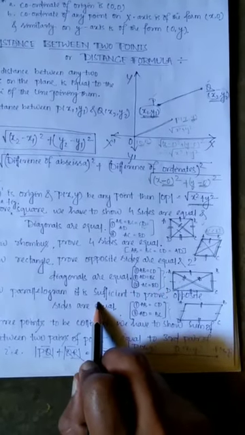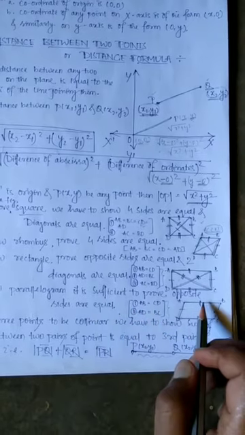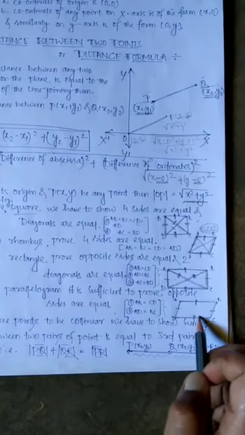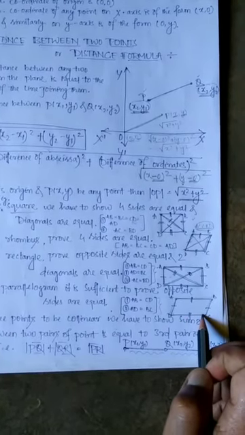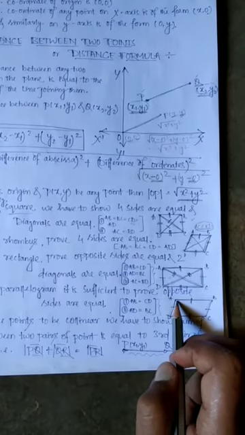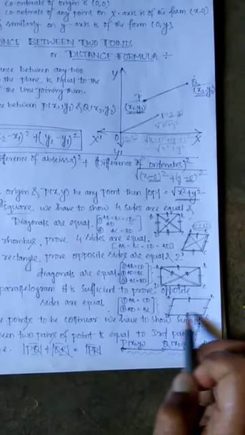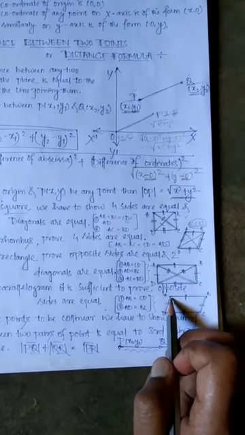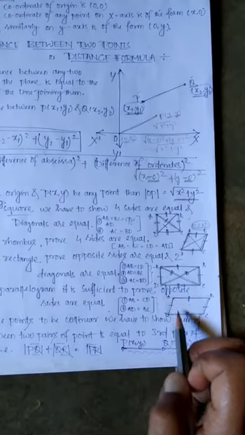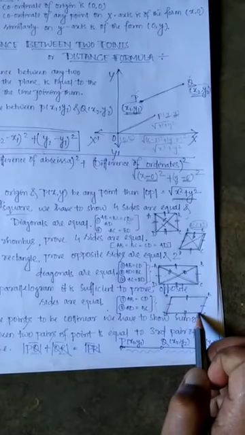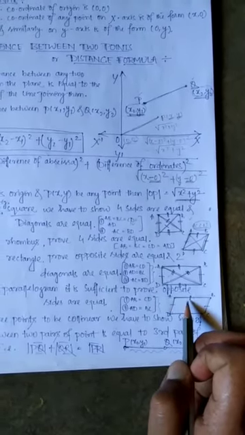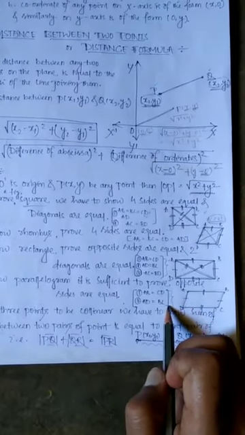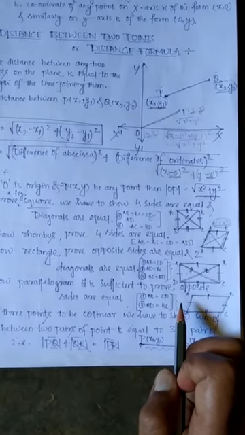Next, to show a parallelogram. What is a parallelogram? A parallelogram is a diagram in which two opposite sides are equal as well as parallel. So here AB is parallel with CD and AB is equal with CD. This is the first, and in the next AD is equal to BC and AD is parallel with BC. So to show a parallelogram, we need to show these two conditions using the distance formula.